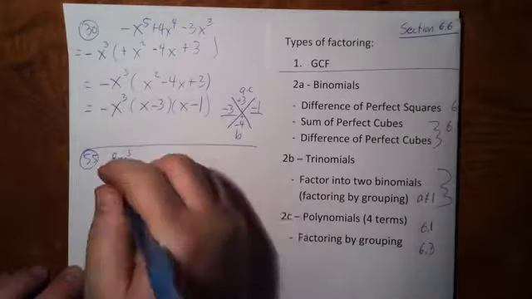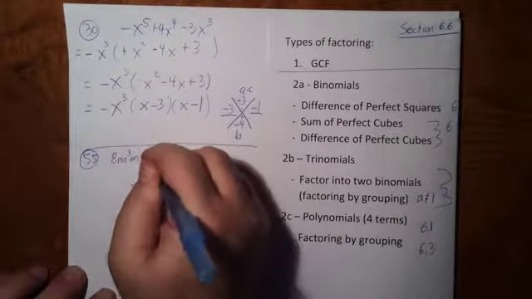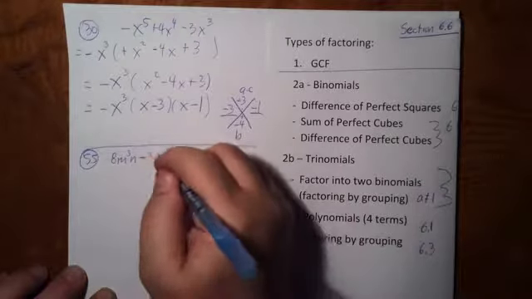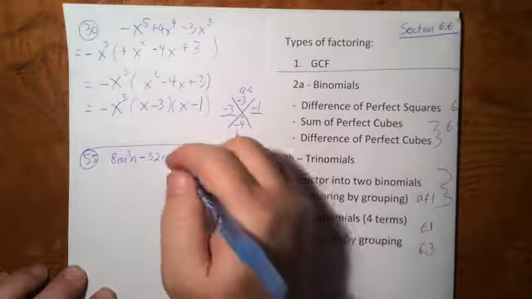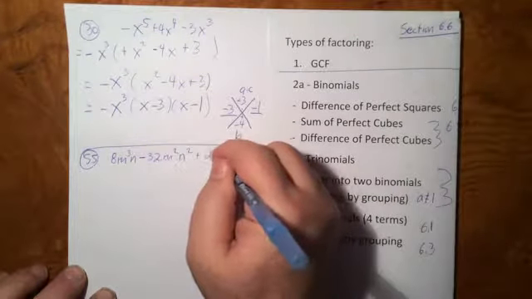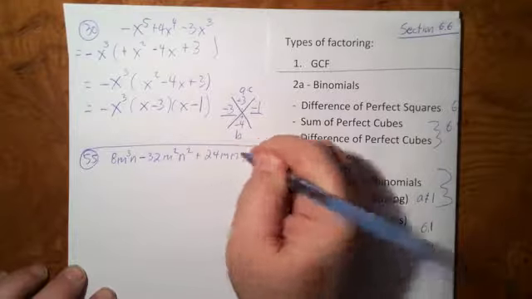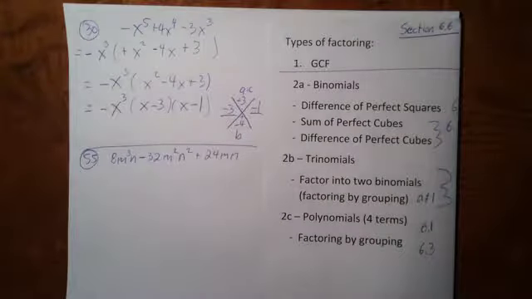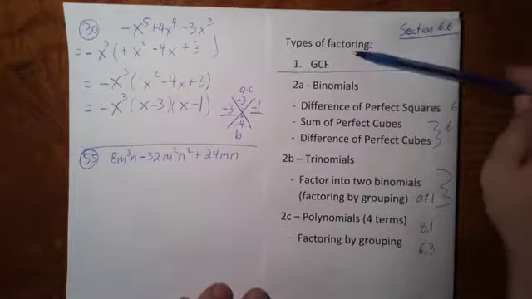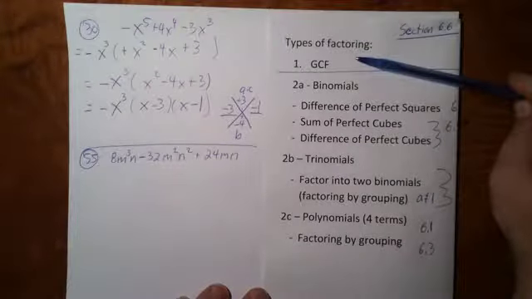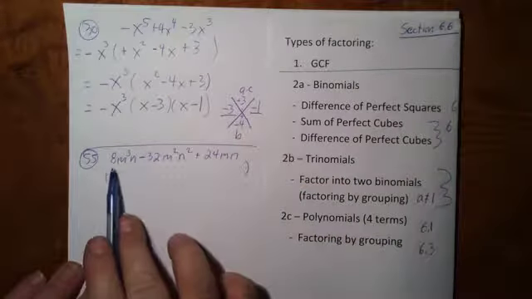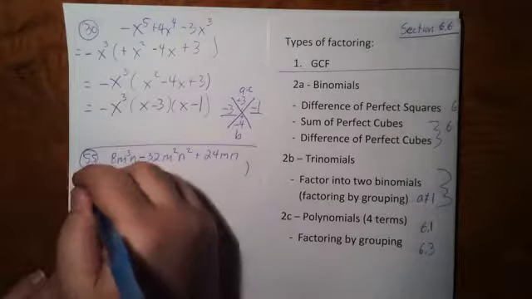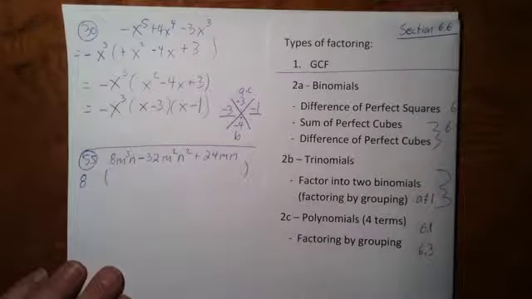8m to the third n minus 32m squared n squared plus 24m and n. So again, first thing we want to try to do is look for the greatest common factor. When we do that here, we'll just look for the numbers first. For 8, 32, and 24, the greatest common factor is going to be 8.